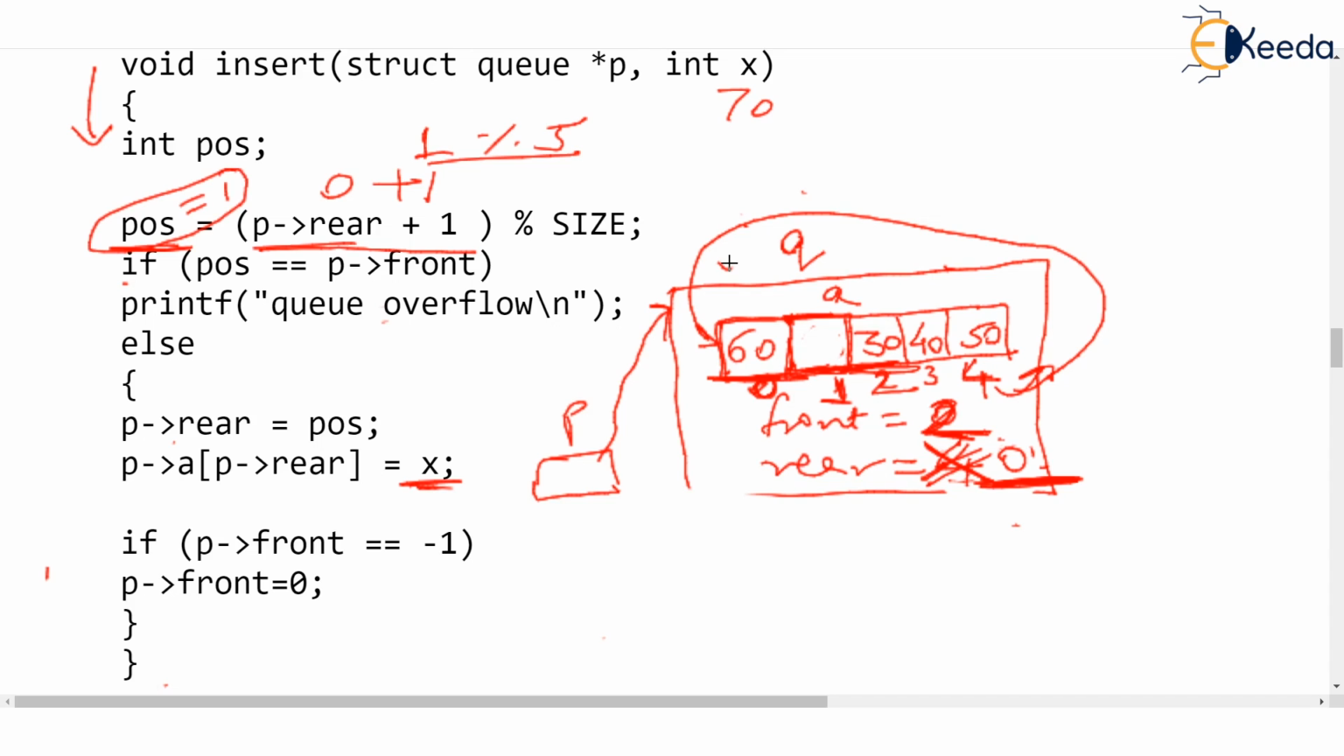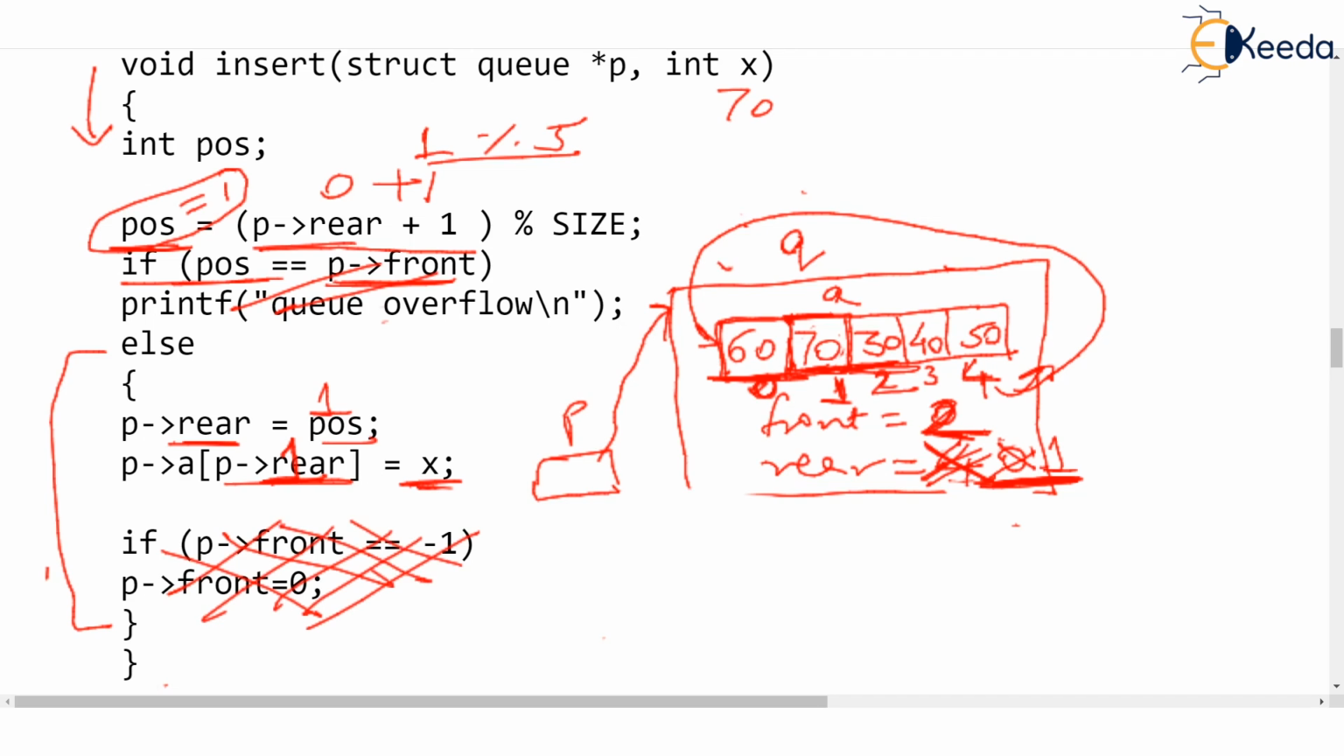And of course that position is valid because position is 1 and front is 2. So they are not equal. So it is still not overflown, and we will go to else. We will make rear equal to pos. Pos is 1. So rear, which was 0, will now become 1. And the new value will go at the first element. So 70 will go at the first element. And as it is not the first insertion, this if is false and the insert will end.